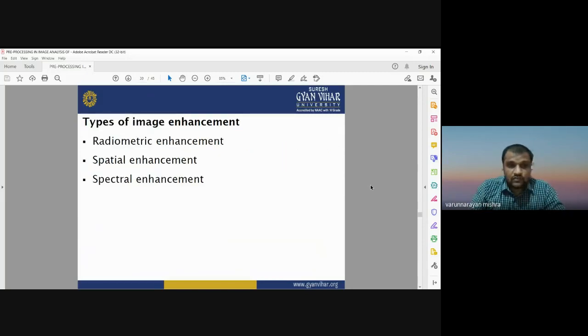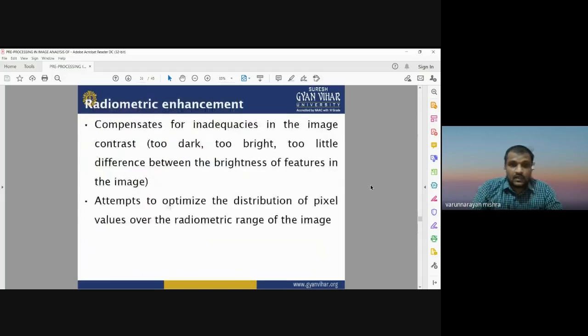These are the types of image enhancement: radiometric enhancement, spatial enhancement, and spectral enhancement. There are three kinds of enhancements. We can enhance the radiometric information, the spatial information, and the spectral information, depending on the requirement. Radiometric enhancement compensates for inadequacies in image contrast, like when the image is too dark, too bright, or has too little difference between the brightness of the features. It attempts to optimize the distribution of the pixel values over the radiometric range of the image.